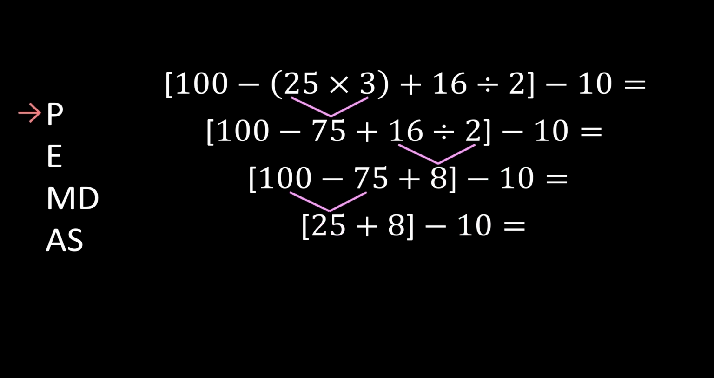Now I'm still working inside those brackets, but I only have one step left, 25 plus 8. 25 plus 8 is 33. Bringing the rest of the problem down, I'm now at the final step of my problem, 33 minus 10. 33 minus 10 is 23.